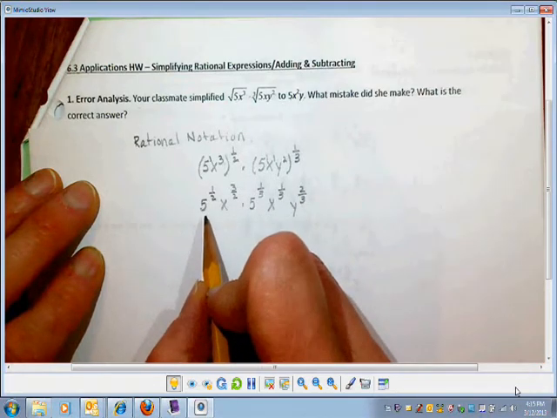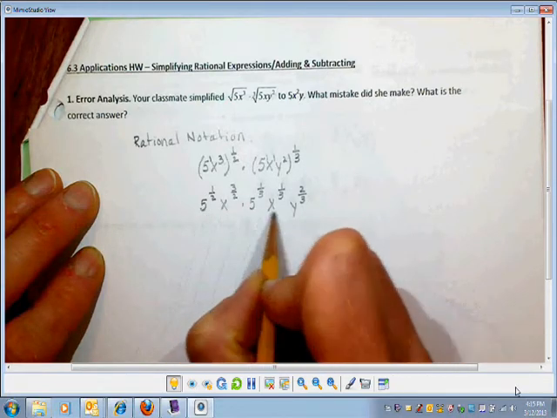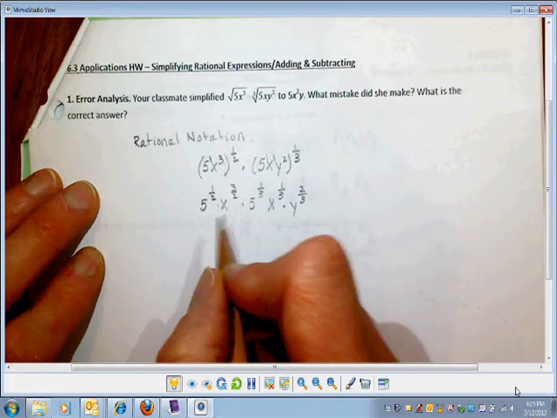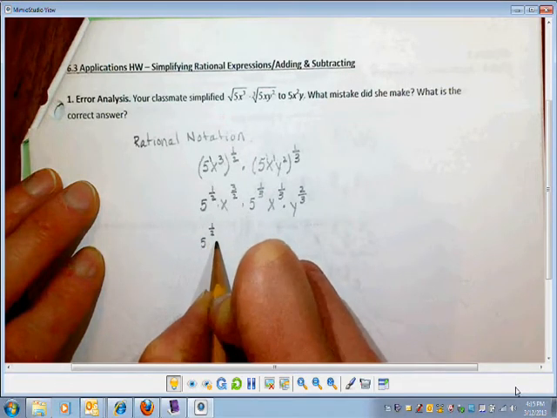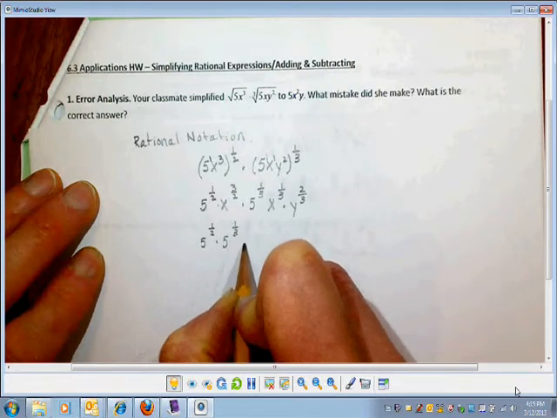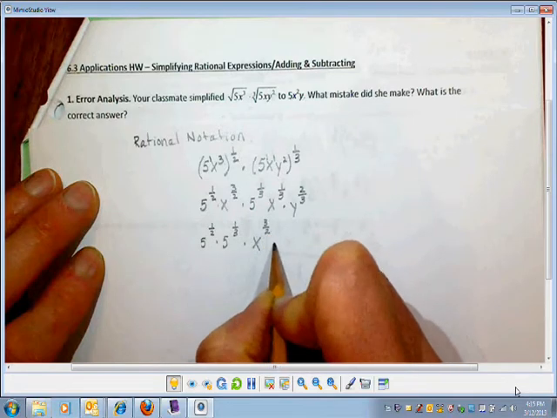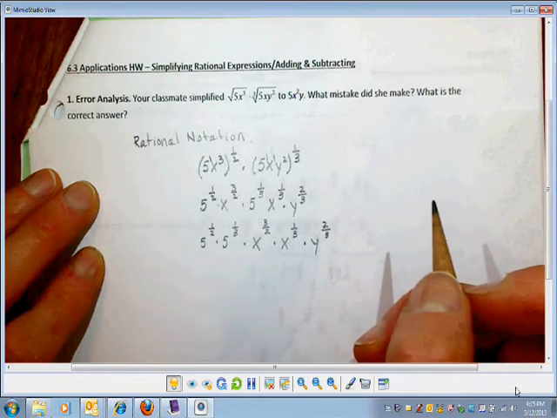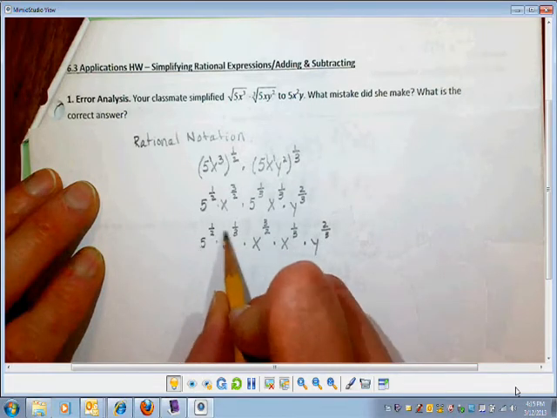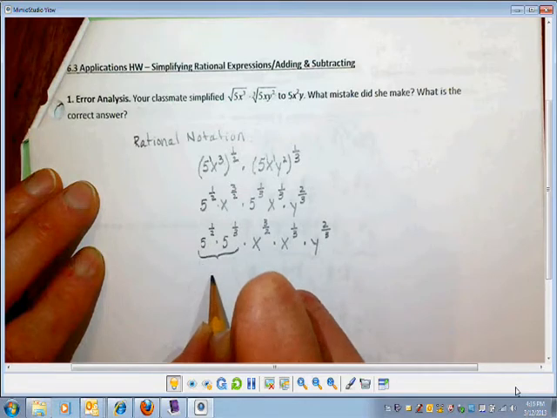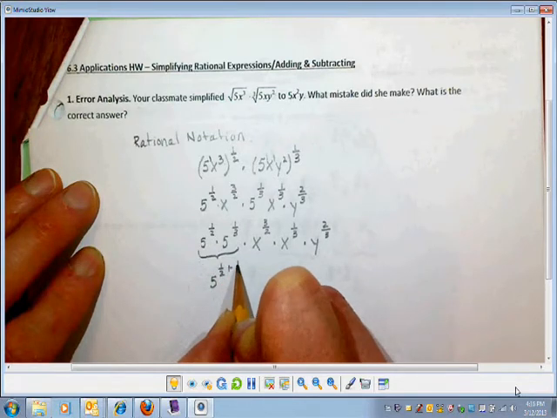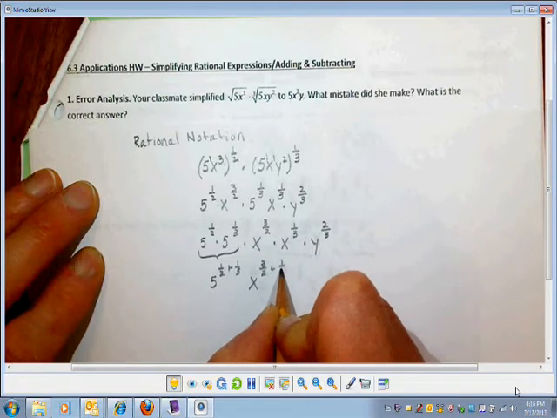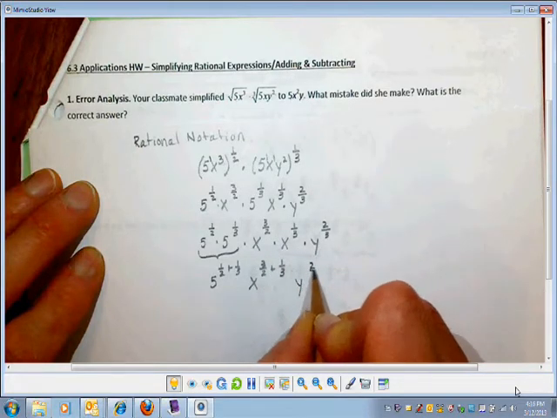So now I'm going to use the commutative property of multiplication, which means I can rearrange the order in which I multiply. So I'm going to put my similar bases together. So this is 5 to the 1/2 times 5 to the 1/3 times x to the 3/2 times x to the 1/3 times y to the 2/3. So when I'm multiplying same base, I add exponents. So this is 5 to the 1/2 plus 1/3. This is x to the 3/2 plus 1/3. And this is y to the 2/3.